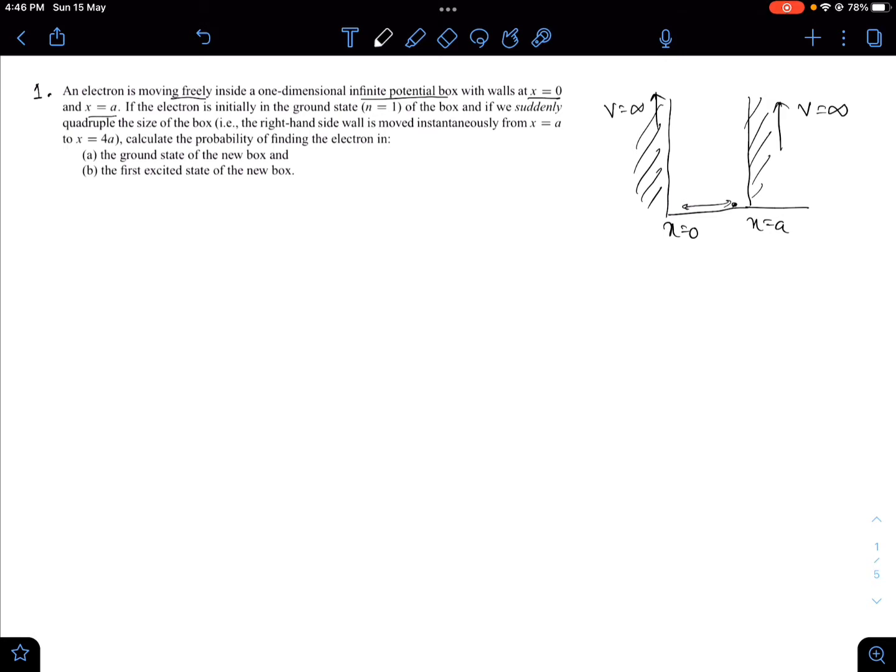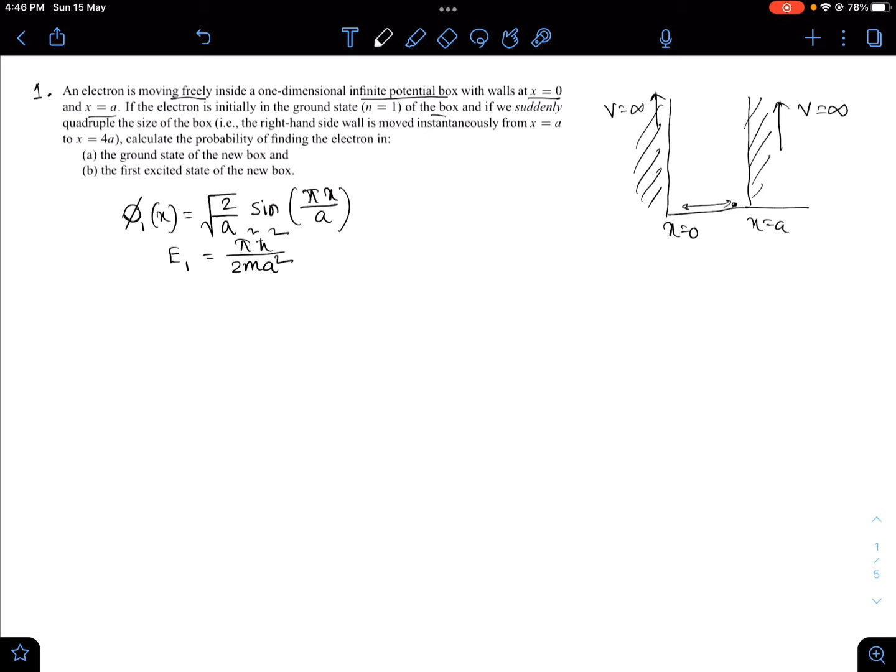If the electron is initially in the ground state of the box, what will be the state of the electron? Its wave function is phi 1 of x, root over 2 by a sine pi x by a. This is the ground state wave function of the electron, and this state has energy value pi square h cut square by 2 m a square. That is a standard result that we all know.